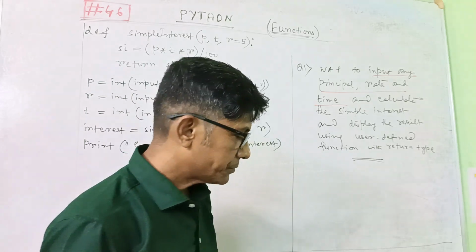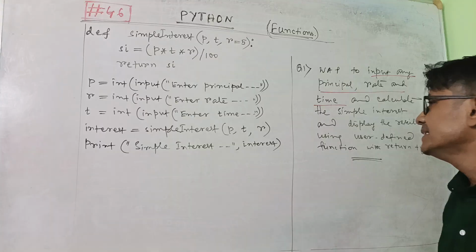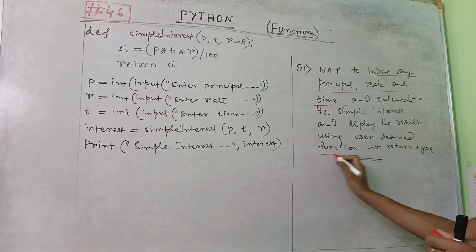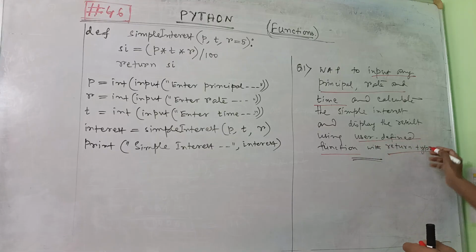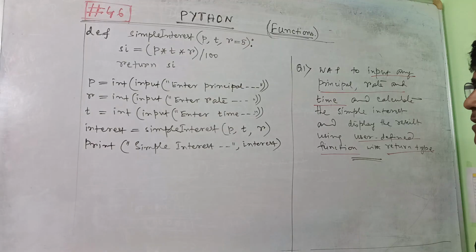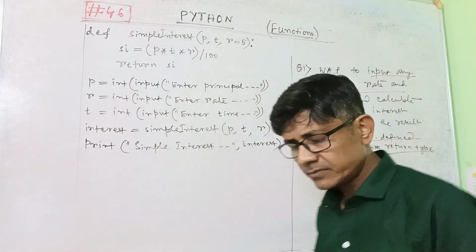Now we have to understand, that is the important thing, that is I will apply these user defined functions with return type. You see that I have written the program. Now how we will return this after calculation?